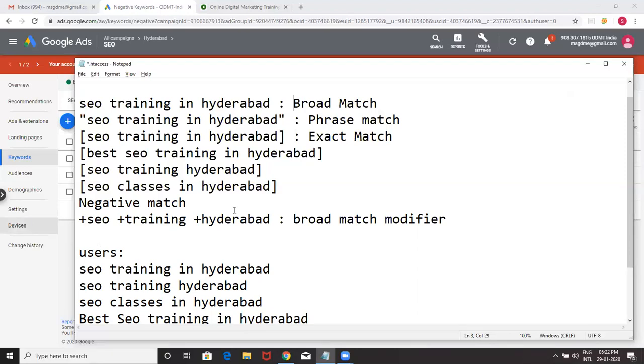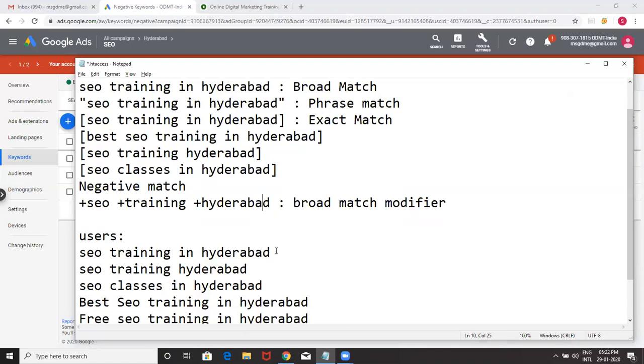Three words or four words, whatever words are used, those words are mandatory. Sequence doesn't matter. I don't care whether you use Hyderabad before SEO, but these three words should be there. And after that, you can use n number of words, but these three words are mandatory. Now let's take it. For the first keyword, will the ad appear or not?